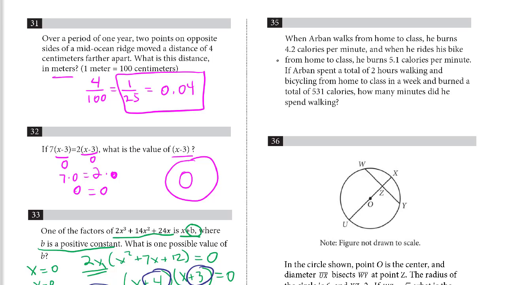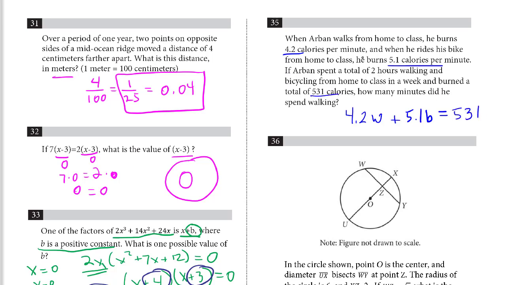35. When Arban walks home to class, he burns 4.2 calories per minute. So 4.2 calories times, say, W minutes walking. And when he rides his bike home from class, he burns 5.1 calories per minute. So that would be plus 5.1 calories per minute times the minutes B, call it the number of minutes he bikes. That should be the total number of calories he burns, which we're told is 531.